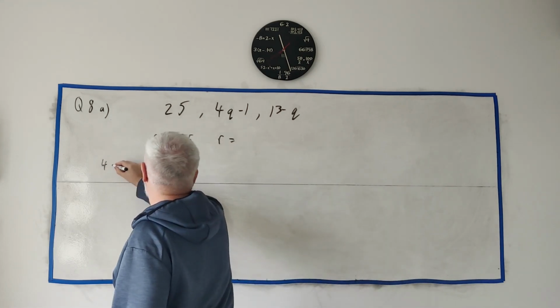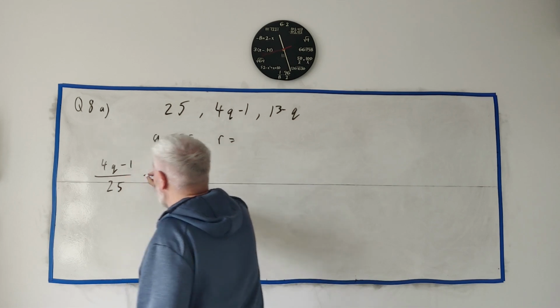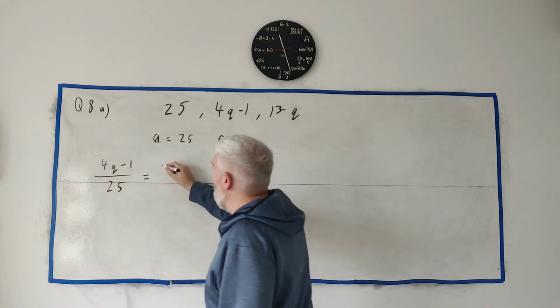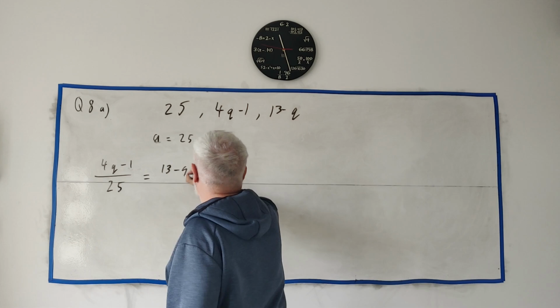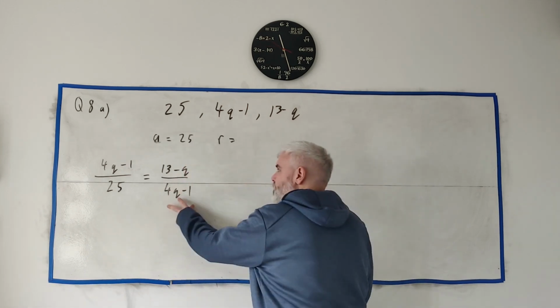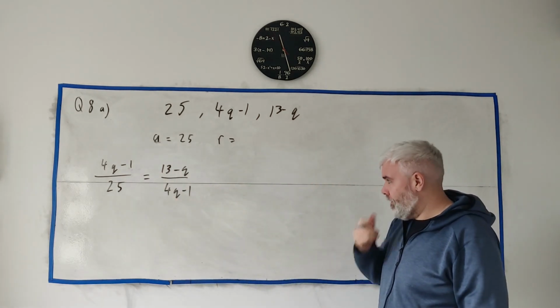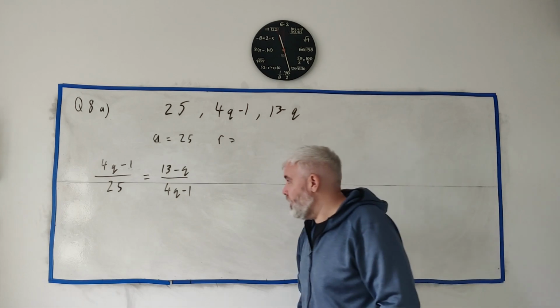So the second term, 4q minus 1, divided by the first term, has to be the same as the third term, divided by the second term. And once again, this gives us an equation with only one unknown. So we can go ahead and solve that, or at least we can try.